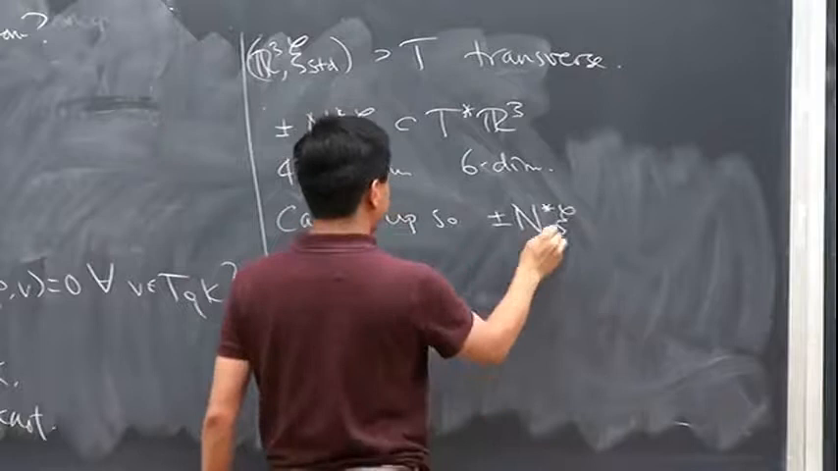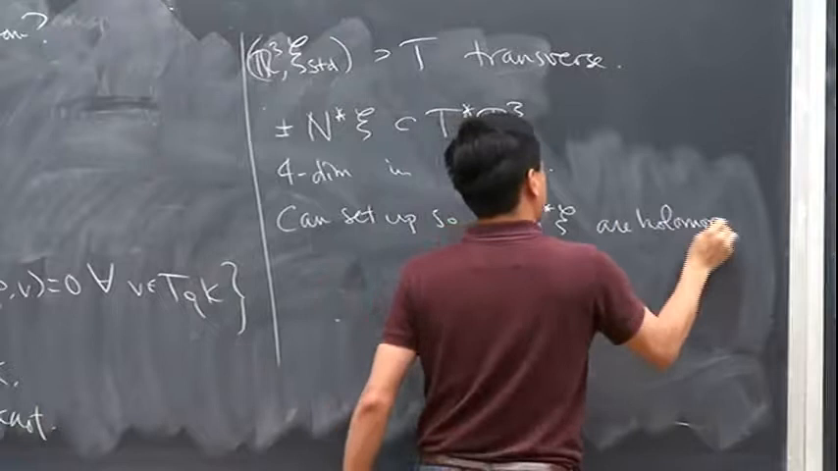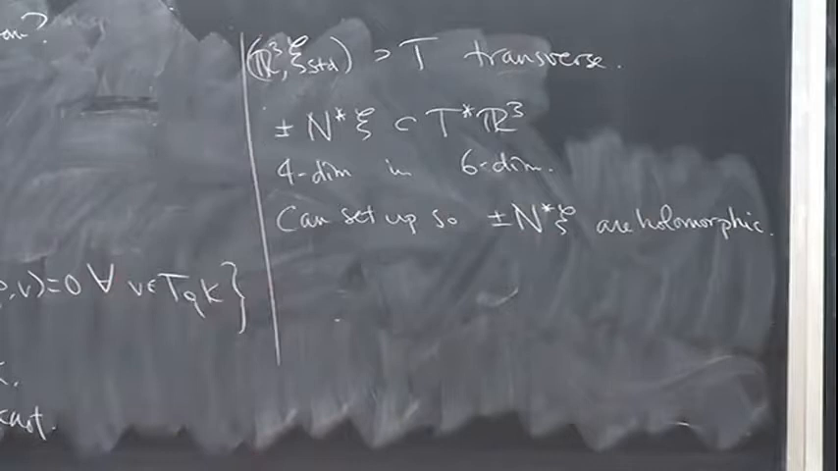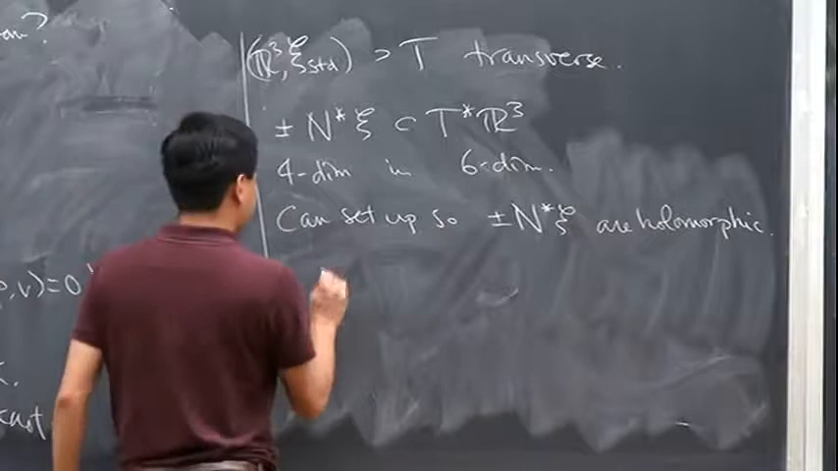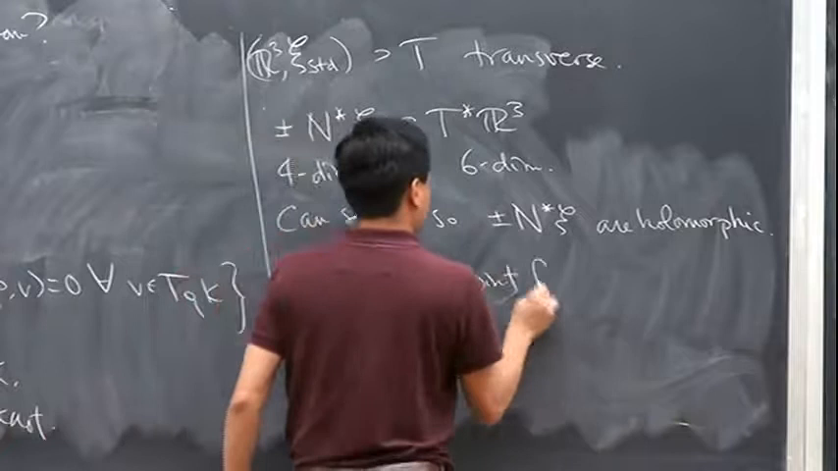So you can set up, maybe I should write this as n star plus or minus c. Anyway, so these are holomorphic. So now they're holomorphic four-dimensional manifolds, and if you know something about contact homology, that counts holomorphic surfaces, or disks in this case. And the point is that the fact that T is transverse says that the conormal lift to A is disjoint from these other two things.